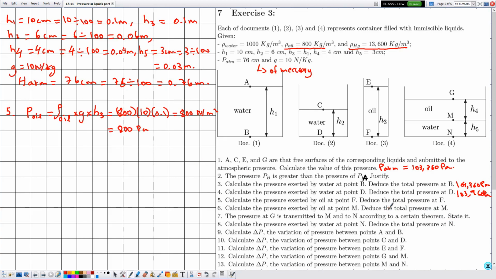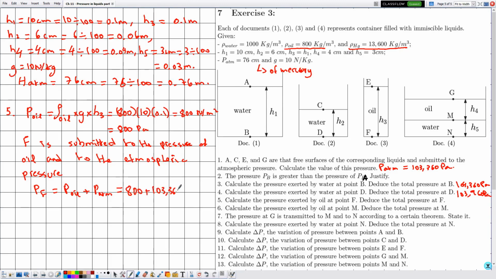Now moreover, they are telling me to deduce the total pressure at F, knowing that F is being submitted to two pressures. F is submitted to the pressure of oil and to the atmospheric pressure. So they usually give half a mark for this statement. So the total pressure at the point F is given by P oil plus P atmosphere. Now P oil is given by 800 plus P atmosphere 103,360. Plugging this on the calculator, then the total pressure at the point F is given by 104,160 Pascal, simply because both P oil and P atmosphere are expressed in the SI. So PF is given by 104,160 Pascal.